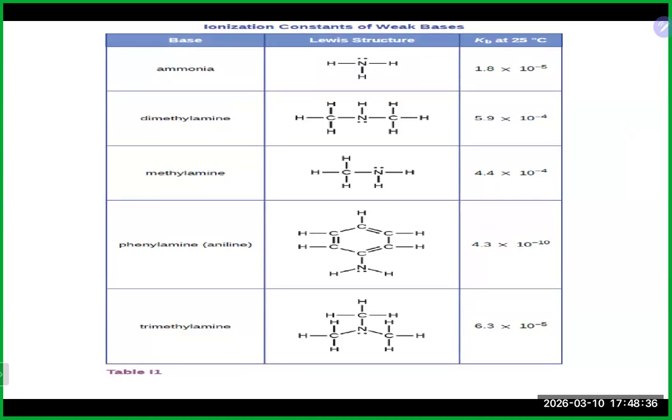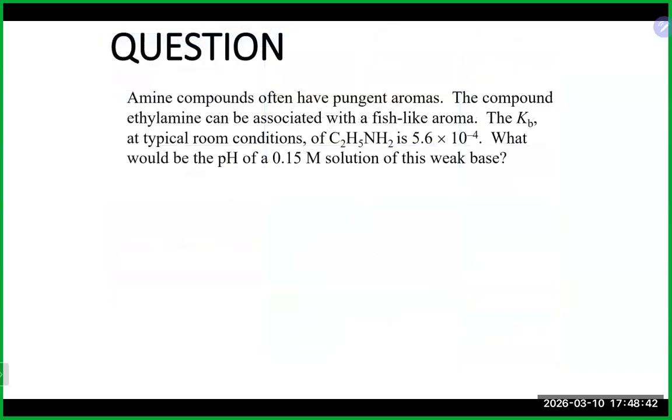Most weak bases will be organic type bases. They have nitrogens and hydrogens in them usually along the way. So why don't you give one a go here? What is the pH here? If you have a 0.15 molar solution of C2H5NH2, the Kb value there is 5.6 times 10 to the minus 4. So take a few moments there, work it out, get some type of pH value would be good.